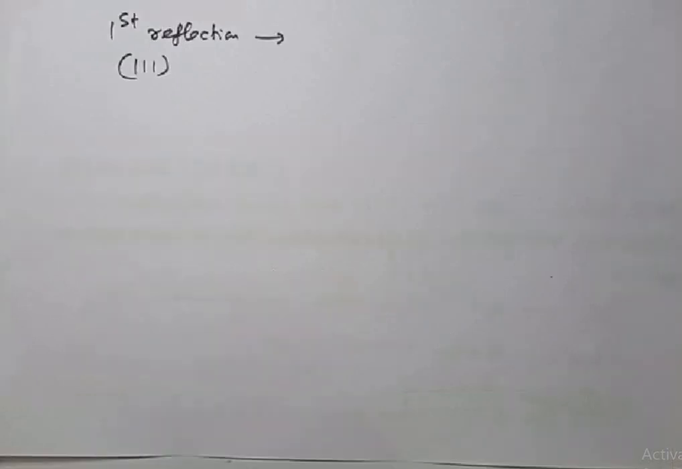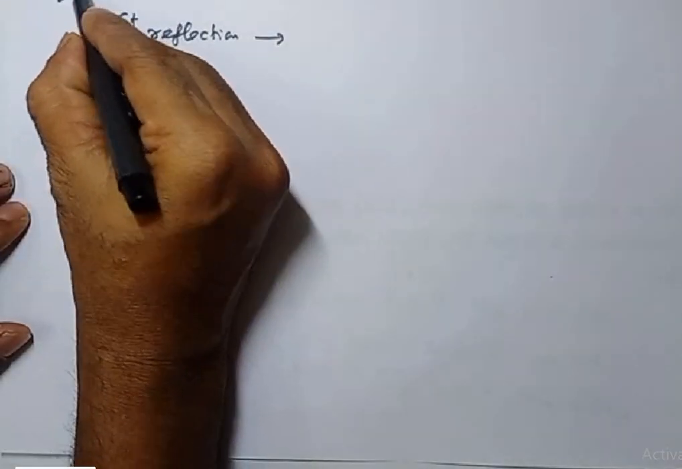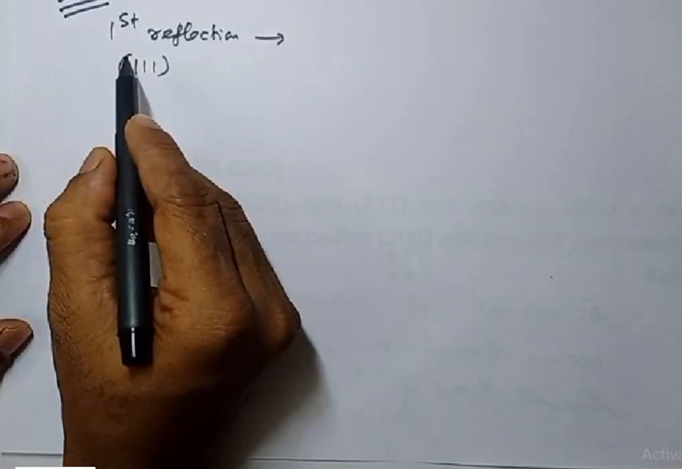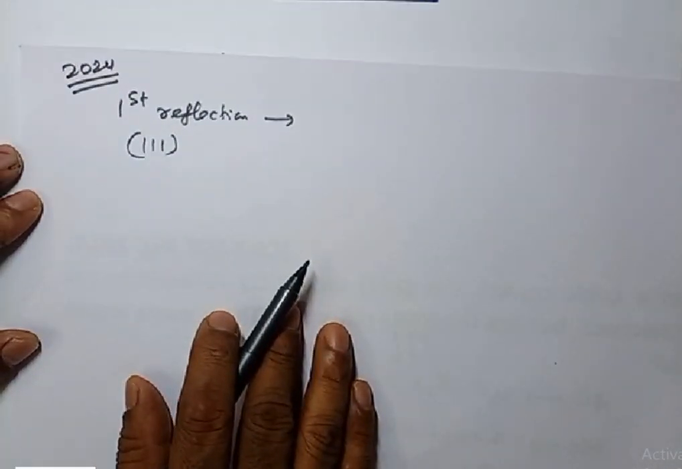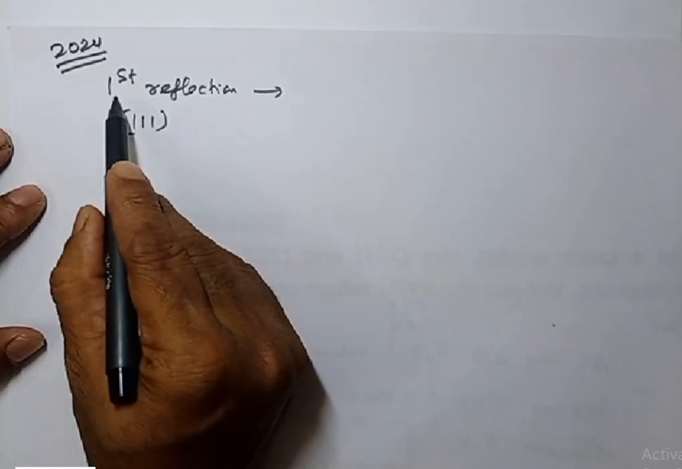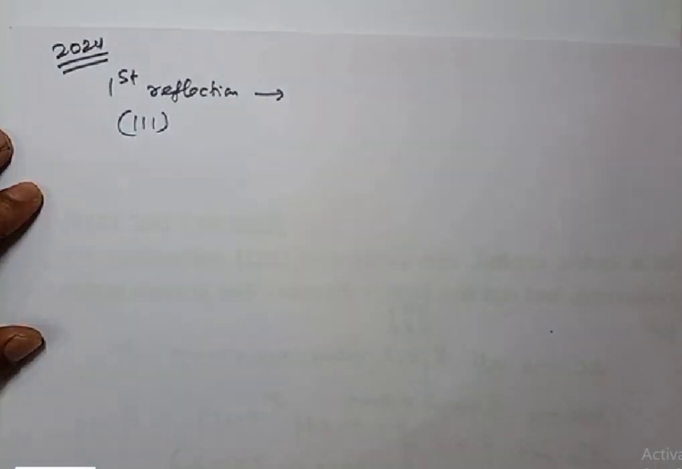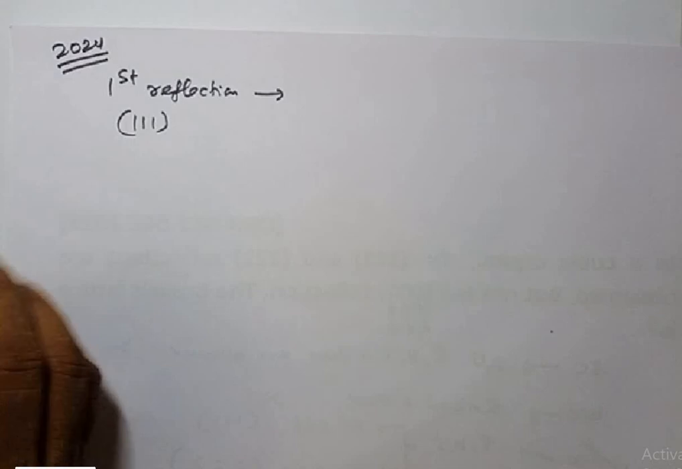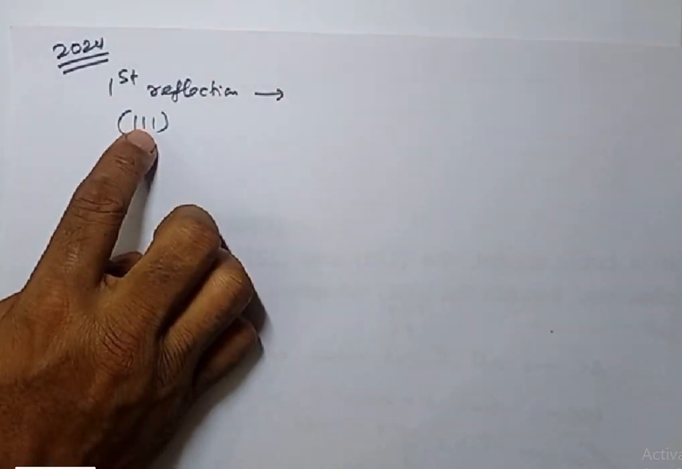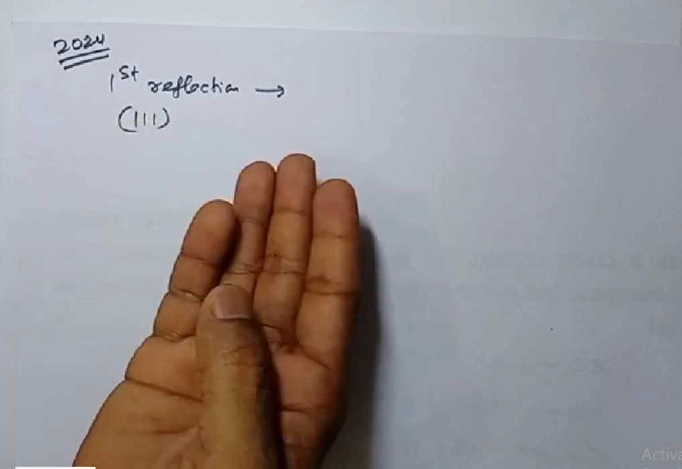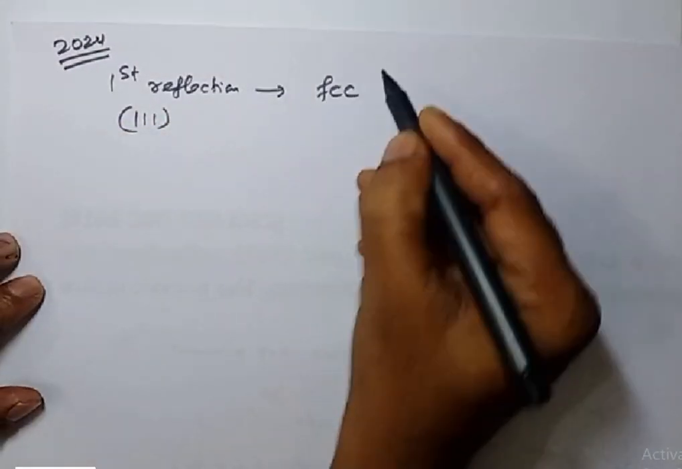Okay, take note. See, in 2024, this question was asked. In powder XRD, the first reflection appears for the plane 111. And the question asked is, what is the corresponding Bravais lattice? And it is given clearly, it is cubic system. I don't have the question paper, I'm just giving you the question. Now, since the first reflection is 111, it is very easy to say that it is FCC. Remember, if it is simple.